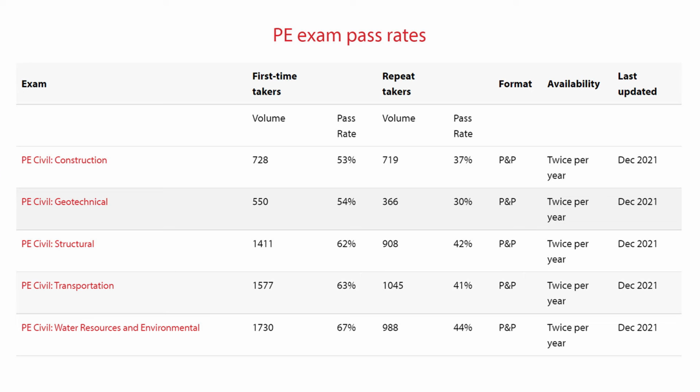for repeat takers. The Transportation Depth had a 63% pass rate for first-time takers and a 41% pass rate for repeat takers. So you can see the PE Water Resources and Environmental Engineering exam had the highest pass rate at 67% for first-time takers. Hopefully this information will give you a better idea of what to expect on the PE Civil Water Resources and Environmental Engineering computer-based PE exam.